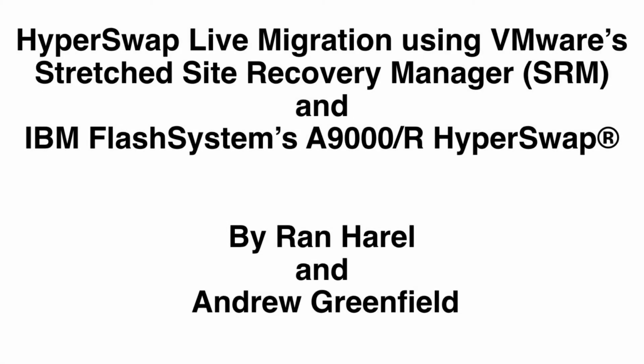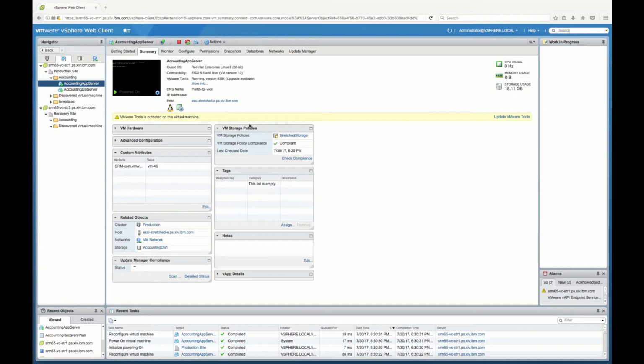This will be a demo of IBM's HyperSwap Live Migration using VMware's Site Recovery Manager. As you can see, I have two virtual machines here. One is the application server, one is the database server, and you can see there it's on my production site. As you can see, it's part of this storage policy, the stretched storage policy. It's compliant. It's part of my accounting database storage data store.